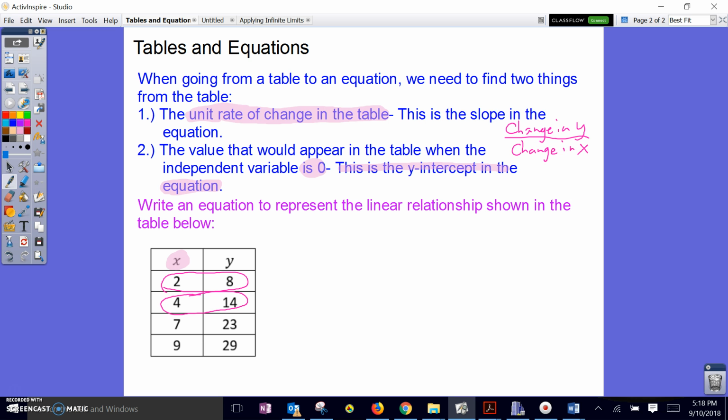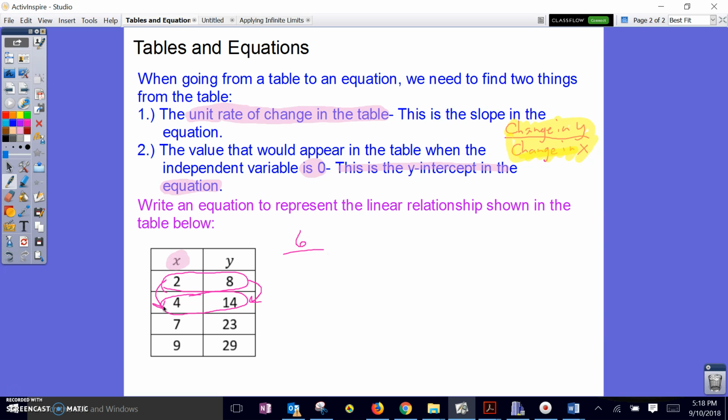But you can pick any two rows from this table in order to find the unit rate of change. In order to do that, we want to find the change in y and divide it by the change in x. As I went from the first entry to the second entry, the y value increased by 6. 14 minus 8 is 6. And so the change in y is 6 as I go from 8 to 14.